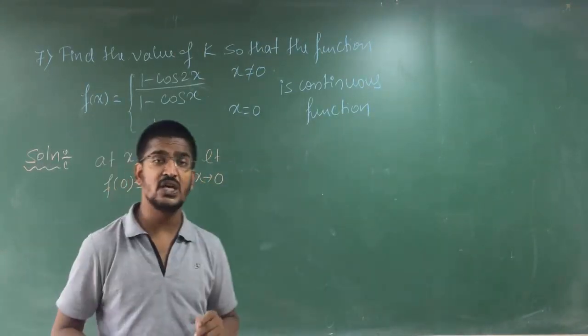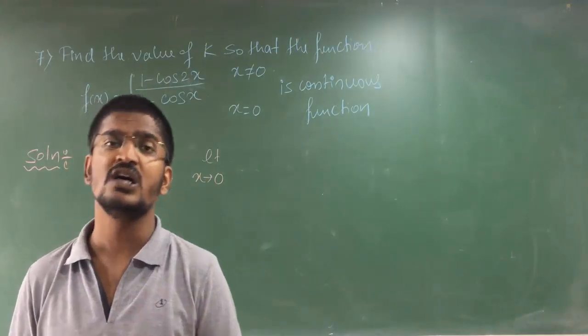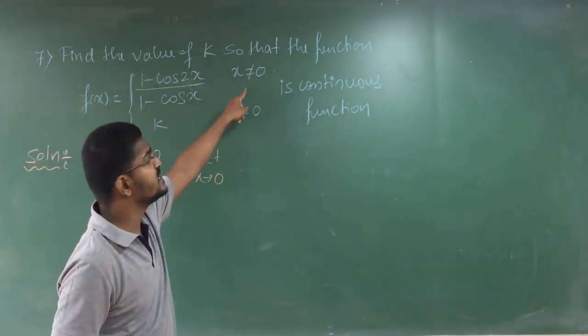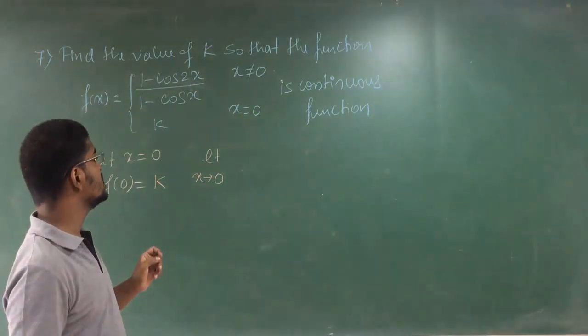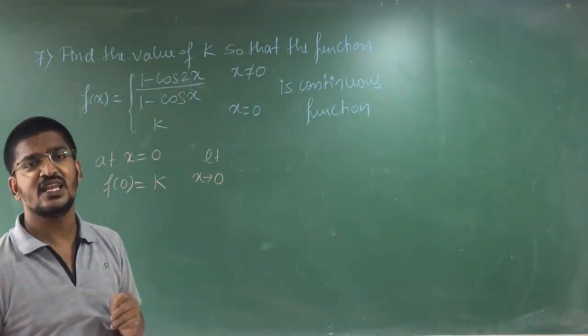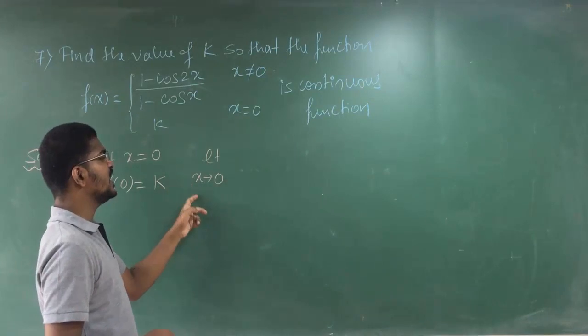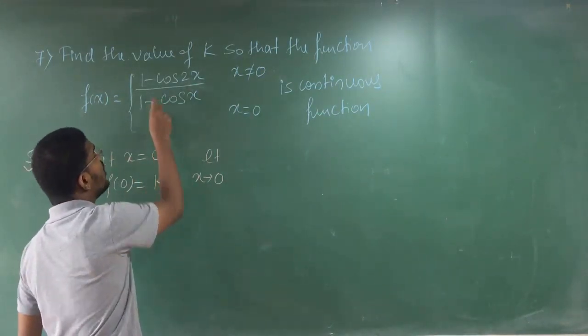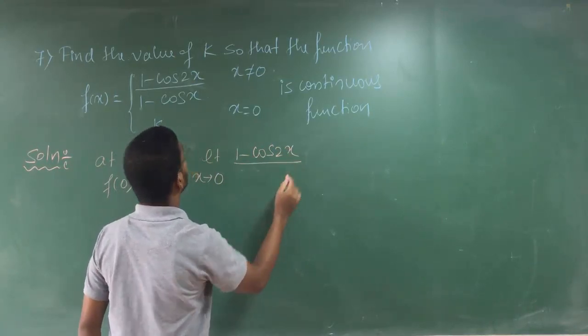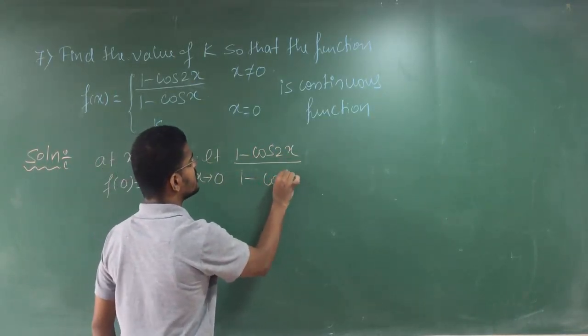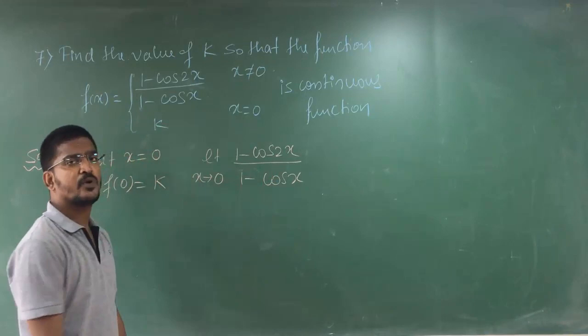Here we are not going to use LHL and RHL because the terms are given as equal. So for that reason we are not going to use LHL and RHL. Limit x tending to 0. What is your f of x? 1 minus cos 2x divided by 1 minus cos x. So this is your problem.